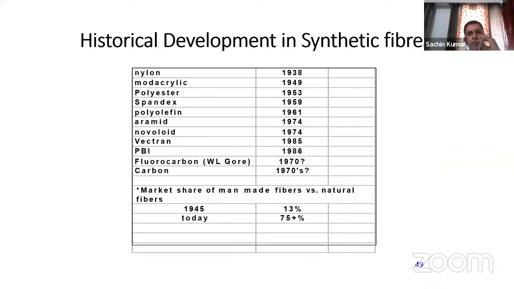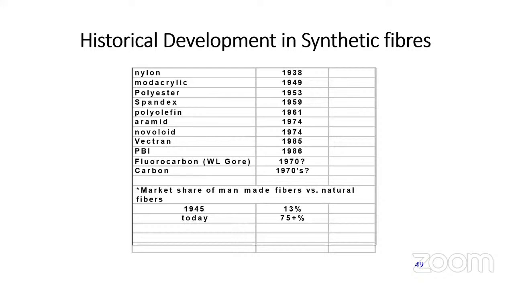Other fibers, in chronological order of their discovery: first is nylon 6,6. Then in 1949, modacrylic, and acrylic was discovered in 1953, then polyester, spandex, 1959. Then polyolefin, obtained from oil sources like polyethylene and polypropylene, was developed in 1961. Then aramids, Novoloid. These are the category of high performance fibers. Fluoro fibers, 1917. An example is Teflon, which is generally used for coating purposes. Then carbon fiber, that is 1970.